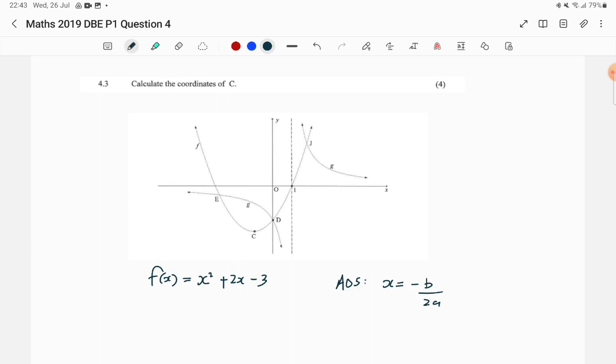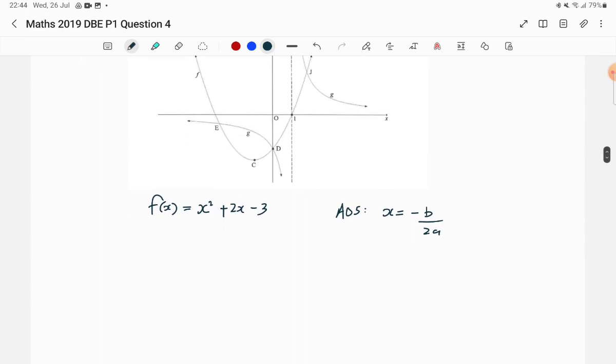So ideally there's two ways to do this, but if we do this the functions technique, which is what we generally use from grade 10 and 11, we use our axis of symmetry equation, which is x is equal to minus b over 2a. And if we go ahead and sub those values in, we get minus 2 all over 2 times 1, and x is equal to minus 1. But now this is just the x coordinate, so this is just minus 1.